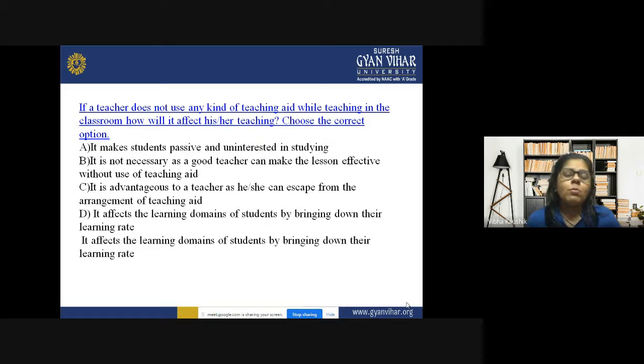Now, these are the options, and you have to select the correct one on the basis of the given choices. And the correct answer will be, yes, it affects the learning domains of students by bringing down their learning rate.